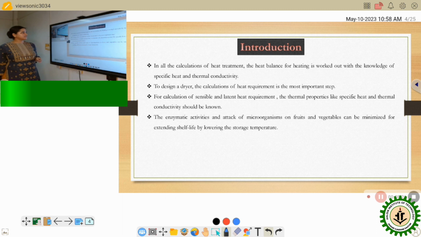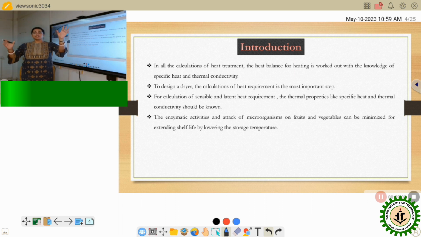Then in all the calculations of heat treatment, the heat balance for heating is worked out with the knowledge of specific heat and thermal conductivity. Now to simulate or model any system, if I want to design any material or machine, two things I need to do. One is mass balance, another is heat balance. For this heat balance, we need to know all the properties, as I already said, like enthalpy, specific heat, etc. How much heat is getting into the system, if any heat is generated within the system, if heat is getting accumulated within the system, and how much heat is getting out of the system. So we need a proper heat balance where the left hand side equation will be equal to the right hand side equation, because those balances are needed for any design purpose.